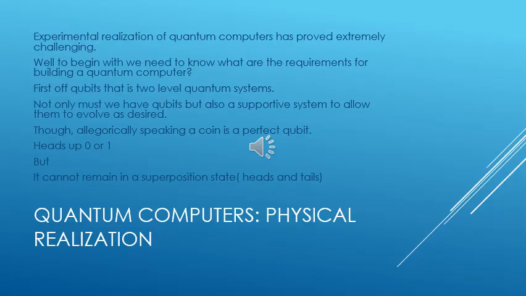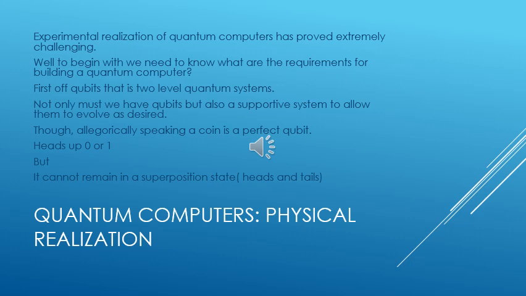When we come to the physical realization of quantum computers, we realize that experimental realization has proved extremely challenging. To begin with, we need to know what the requirements are for building a quantum computer. First off, qubits are two-level quantum systems. Not only must we have qubits, but also a supportive system to allow them to evolve as desired.